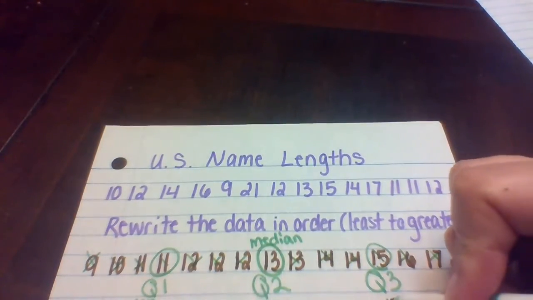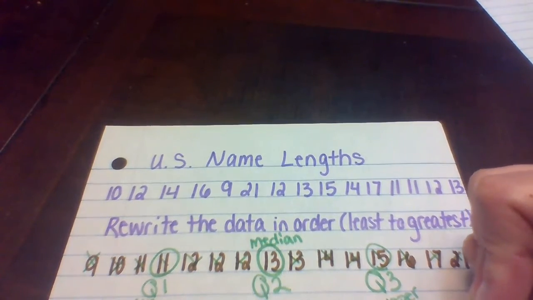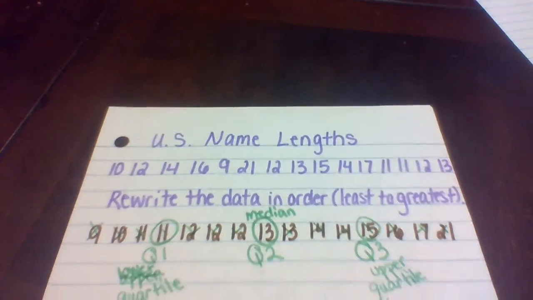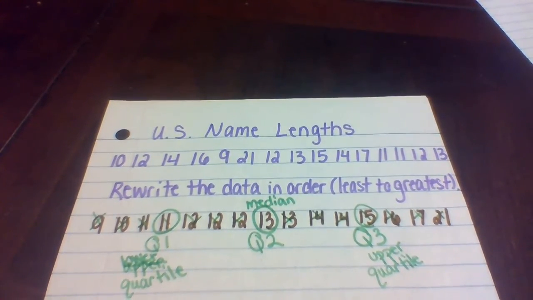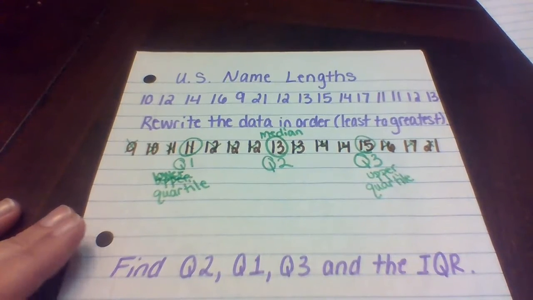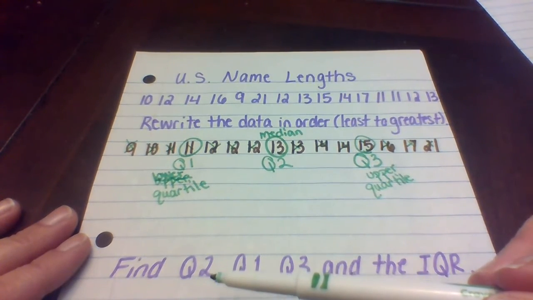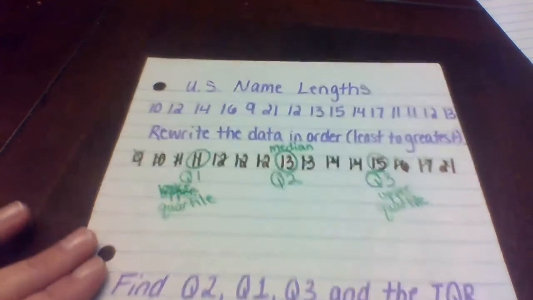Oops, goodness, I made a mistake here. Some of you might have been yelling at the screen, right? Wait, wait, wait, that's lower. Here's my upper. We all make mistakes, right? Okay, here we go. Now that I have Q1, Q2, Q3, and notice in the directions I put find Q2 first. That's our median.